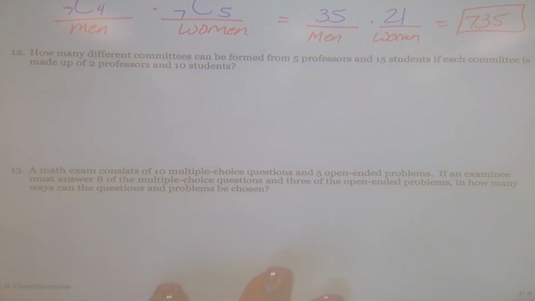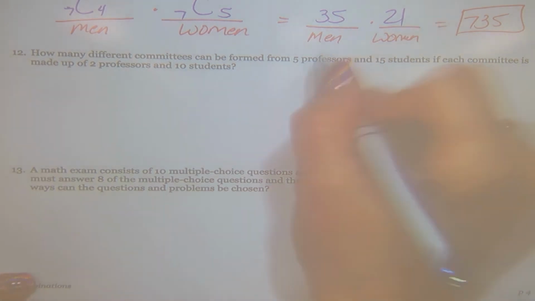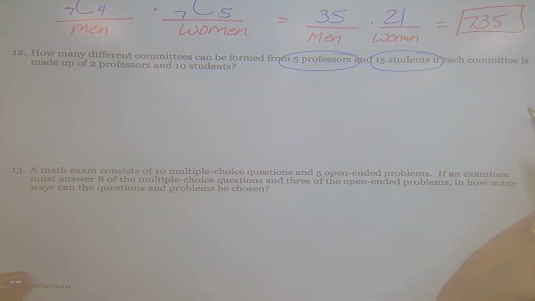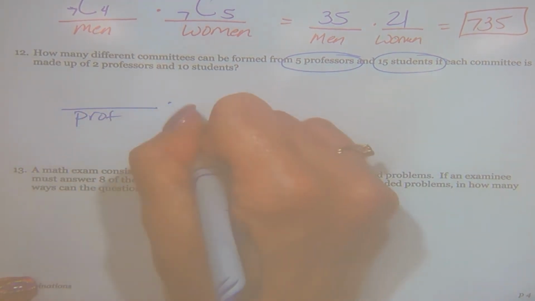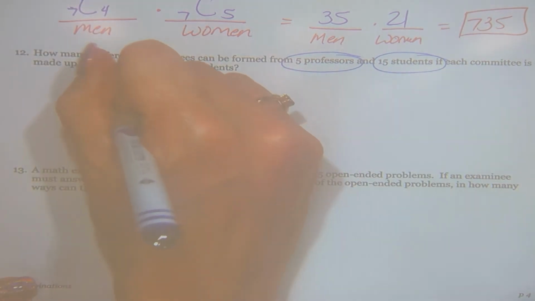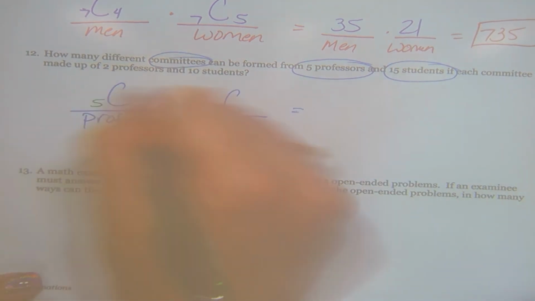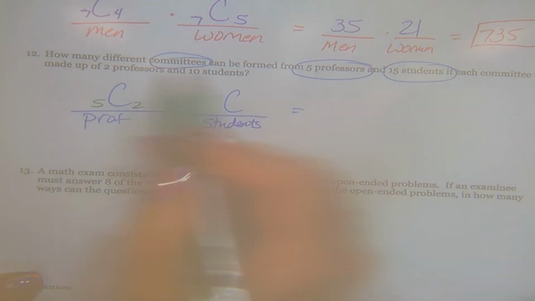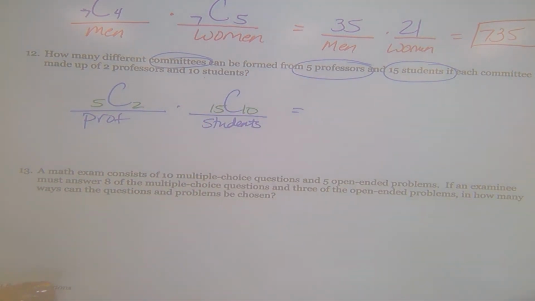All right, let's do another. How many different committees? Committees mean combinations. Order doesn't matter. Can be formed from 5 professors and 15 students. So I have 2 different groups. I've got professors and I've got students. And within those, I'm going to do combinations because order doesn't matter. Each committee is made up of 2 professors. So I've got 5 professors, I'm going to choose 2. Each committee is going to include 10 students. I've got 15 students total, I'm going to choose 10.